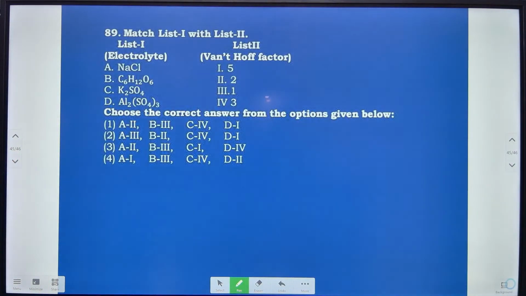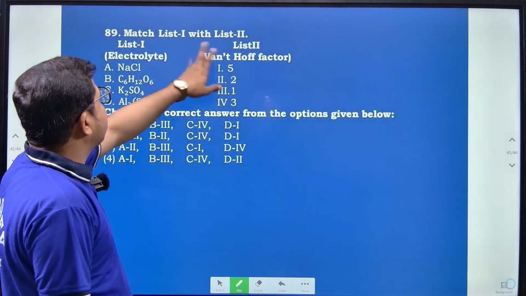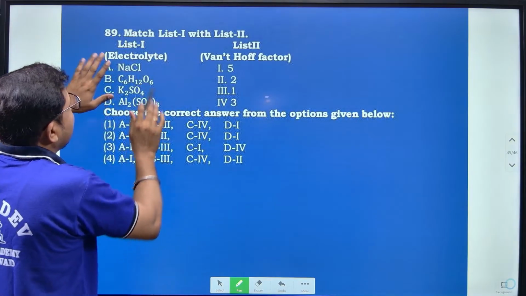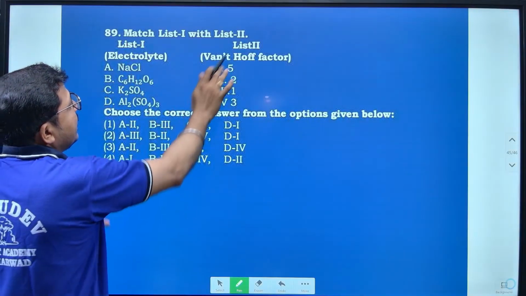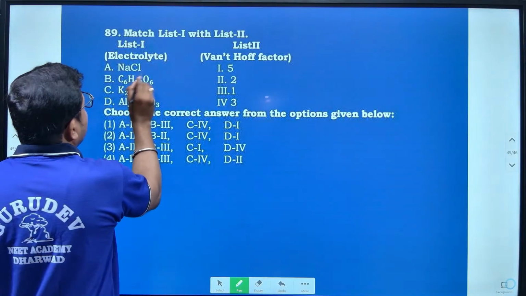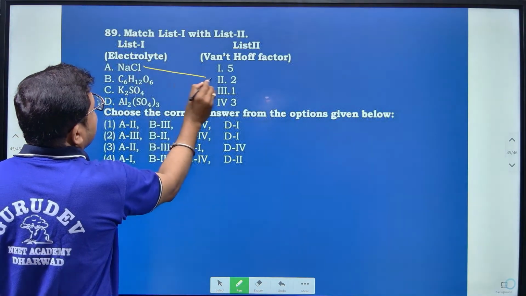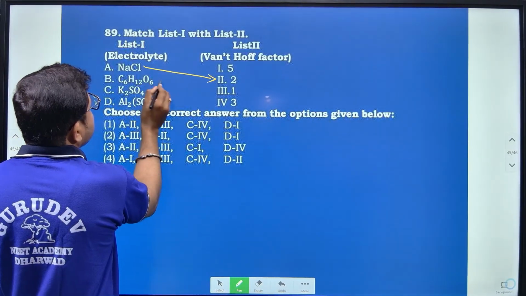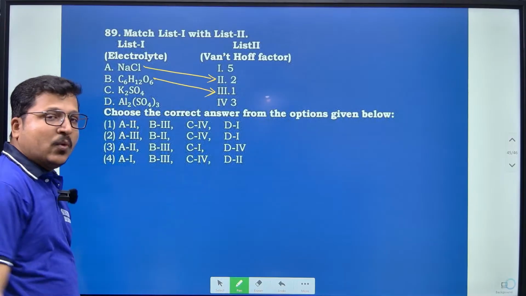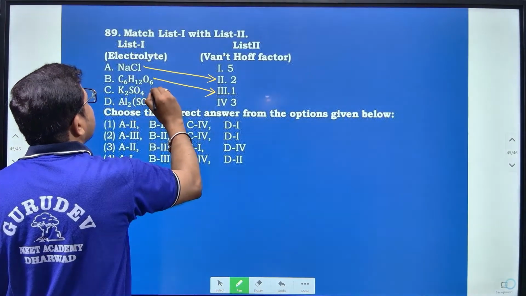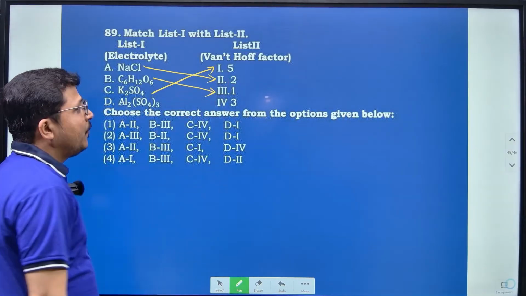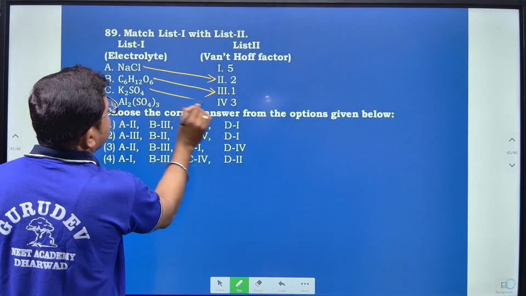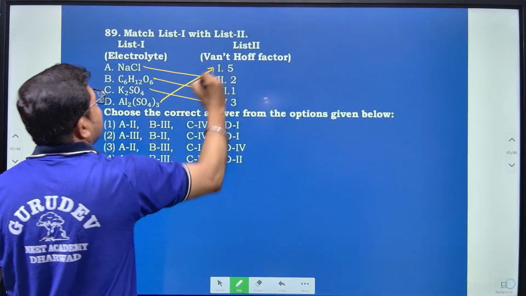Clear? Now move to question number 89. Match list 1 with list 2. See here, list 1 is electrolyte and list 2 is the Van 't Hoff factor. NaCl has Van 't Hoff factor 2, and C6H12O6, glucose, has Van 't Hoff factor 1. K2SO4 has 3, and Al2(SO4)3 has 5.